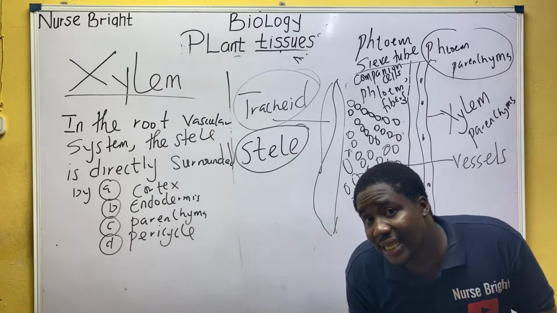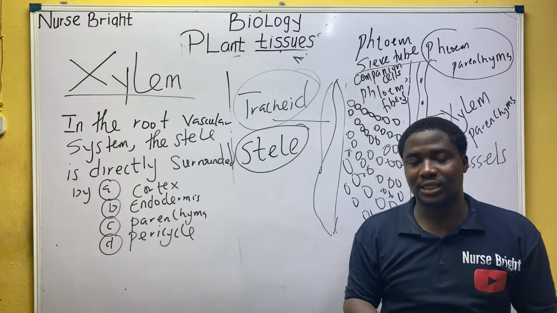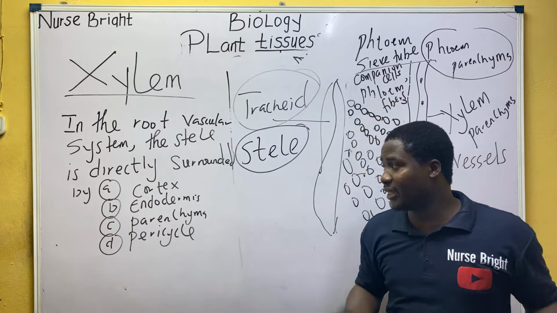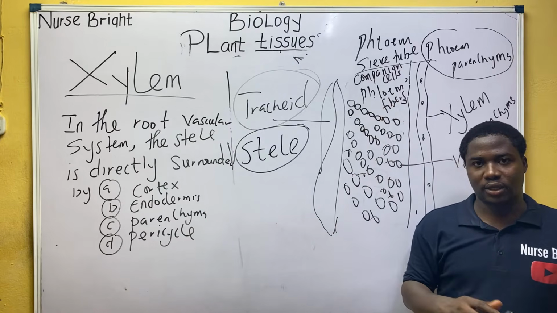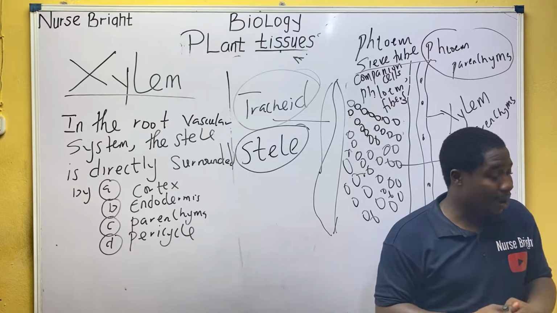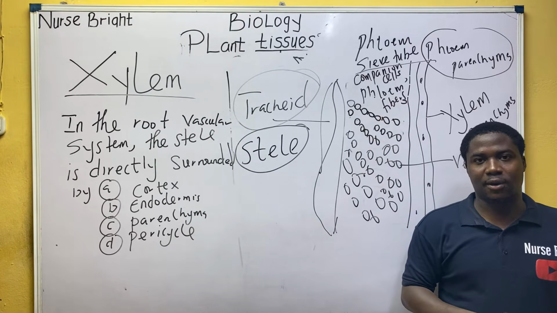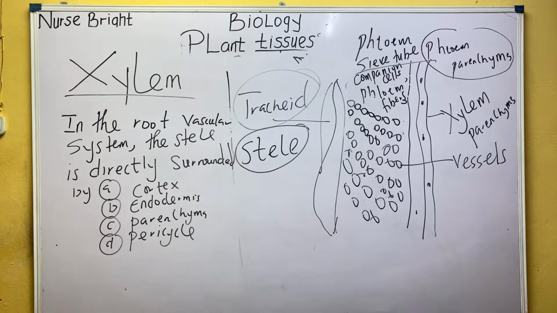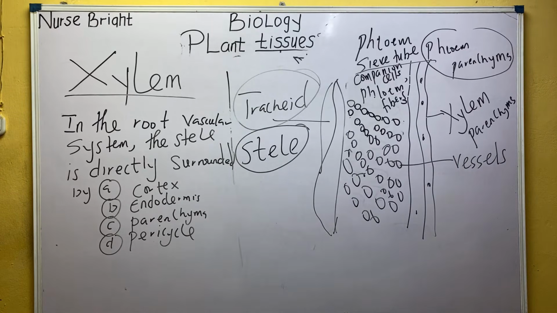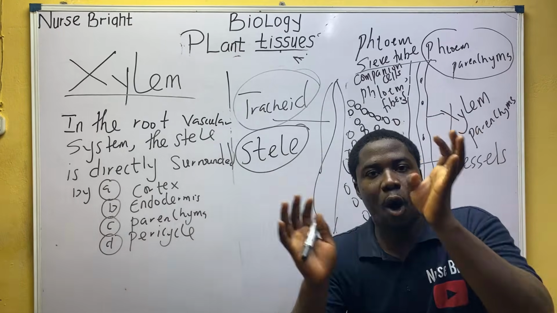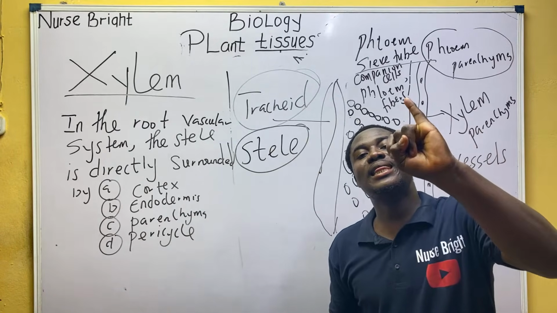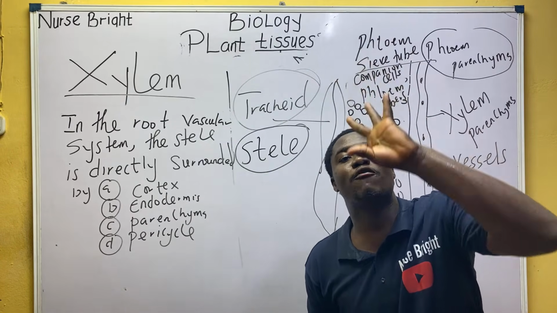The stele contains three things: the xylem, phloem, and pericycle. What is the answer to this cheap question on the board? Tell me in the comment section so we can move further. Do that now, I'm waiting. No, that means you've not been listening. What are you guys saying? Don't get it wrong. The stele contains the following: pericycle, xylem, and phloem.